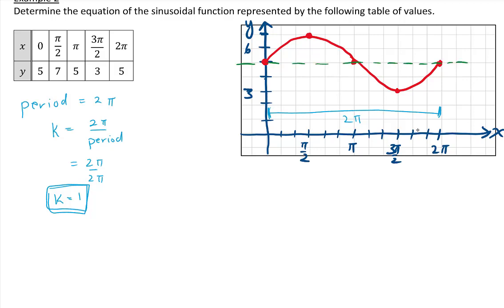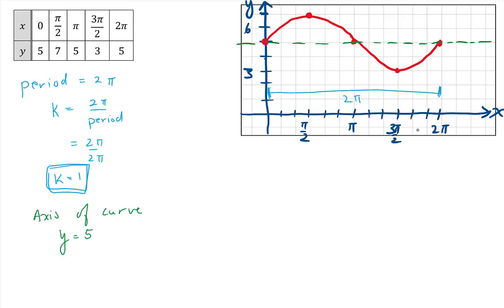Next is to find the axis of the curve. And that's pretty simple to see from the graph. So the axis of the curve from the graph we see is y equals 5. If we want to determine the axis of the curve without a graph, you would take the average of the max and the min value. So you would take the max plus the min and divide by 2.